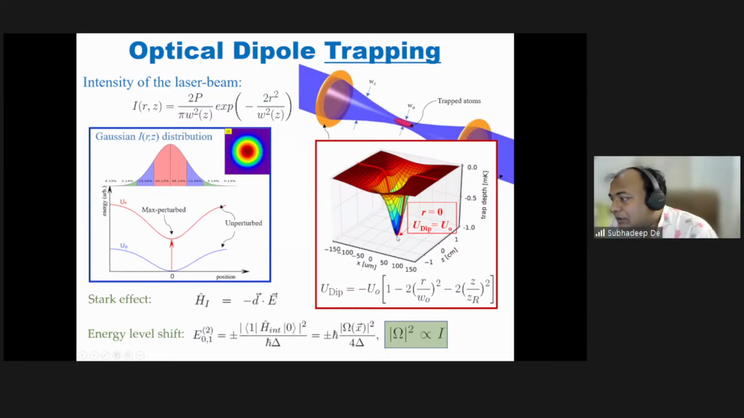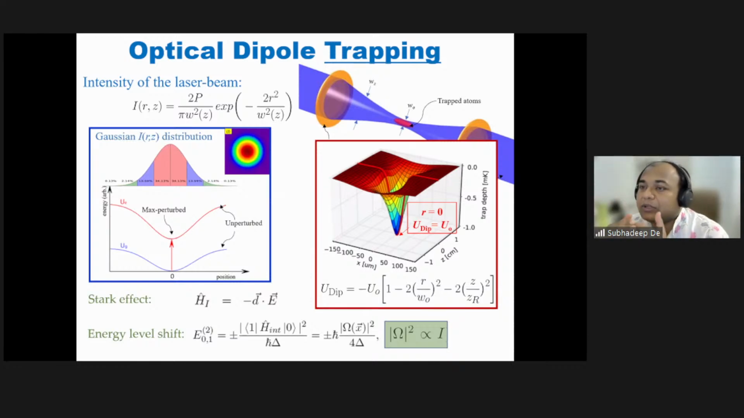So if I consider this position where the energy level shift is maximum or the potential is minimum, that is my confinement point, and it will produce again a quadratic form of the potential. It's called the electric dipole potential, and that again has a quadratic nature, as we have also seen for the ion trap.